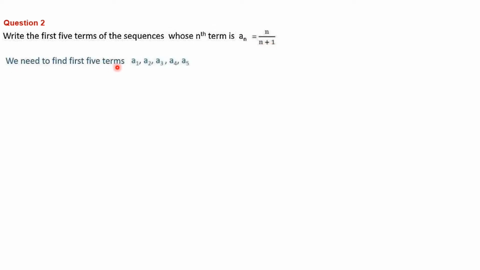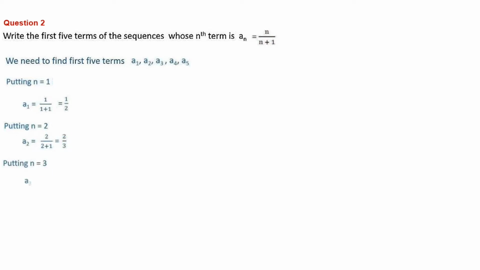Next we shall discuss the second question. Write the first 5 terms of the sequence whose nth term is an is equal to n divided by n plus 1. So we need to find the first 5 terms. Generally we can represent it as a1, a2, etc. up to a5. Putting n is equal to 1, a1 is equal to 1 divided by 1 plus 1. N replace and put 1, that's all. 1 divided by 1 plus 1 is 1 by 2. Next is n is equal to 2. If you put, a2 is equal to 2 divided by 2 plus 1. So 2 divided by 2 plus 1 is 2 by 3.